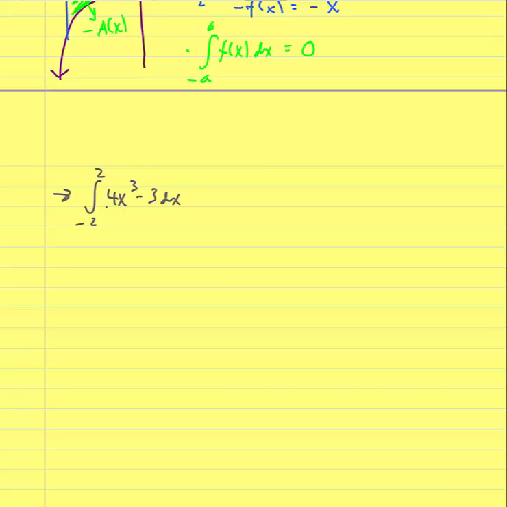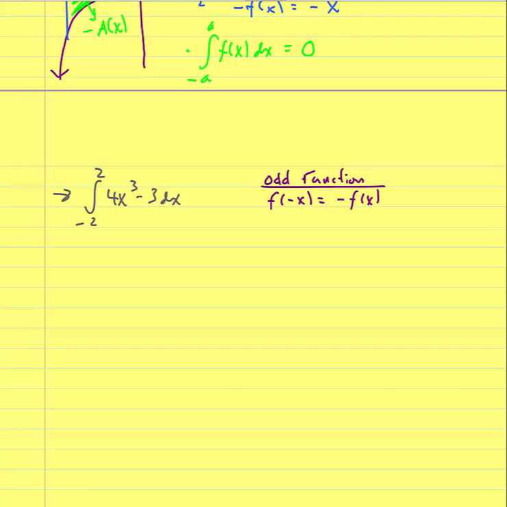This is not going to be an even function. I know if I plug a negative x in here, I'm going to get a negative x cubed out, so I know that's not going to work. So let's check to see if this is an odd function. And of course you could graph these on your calculator very quickly and get a good visual idea of whether that's true or not.